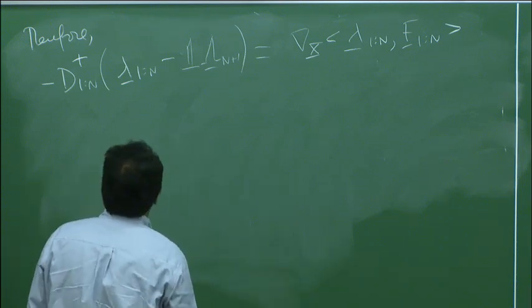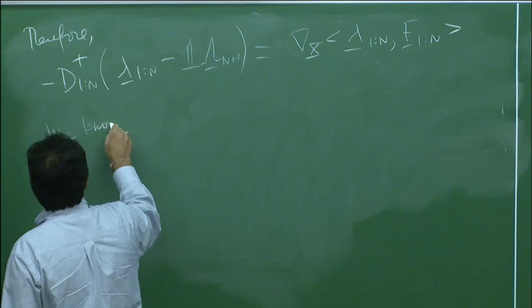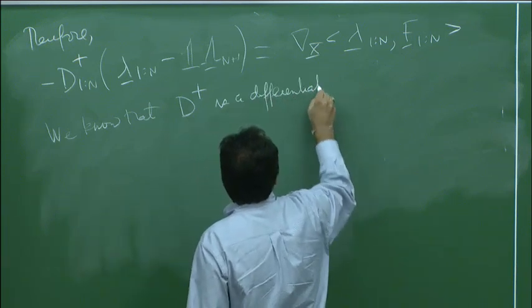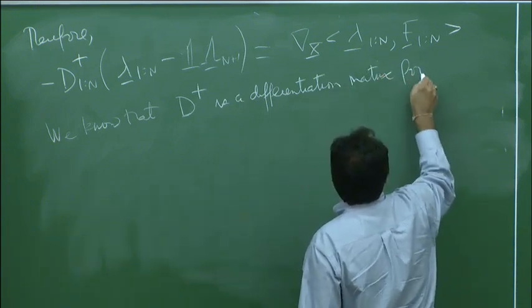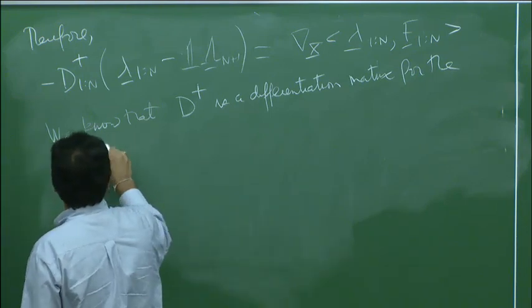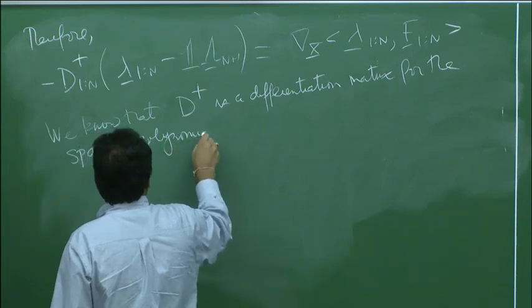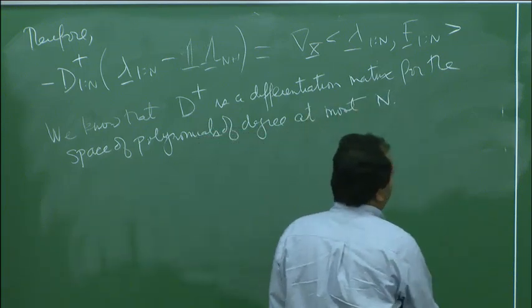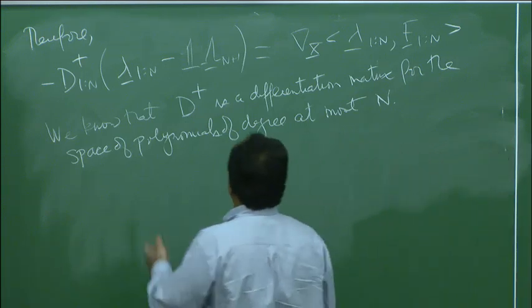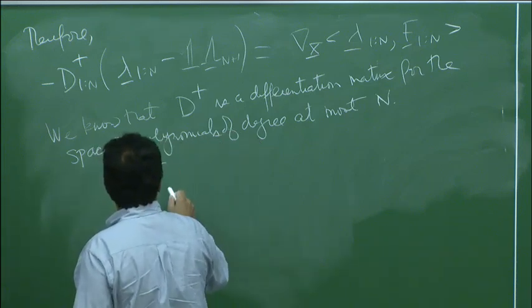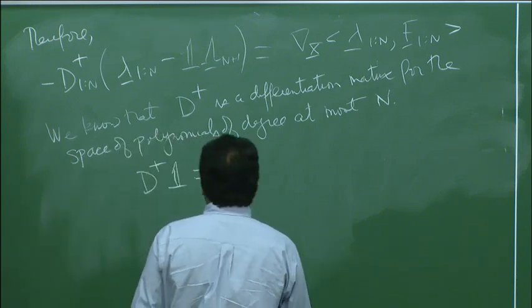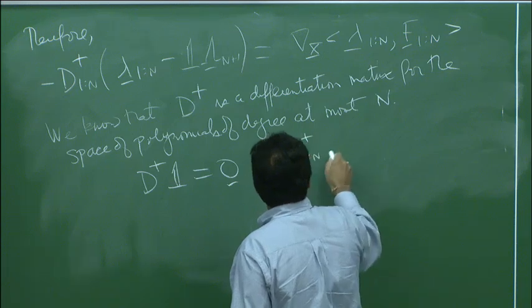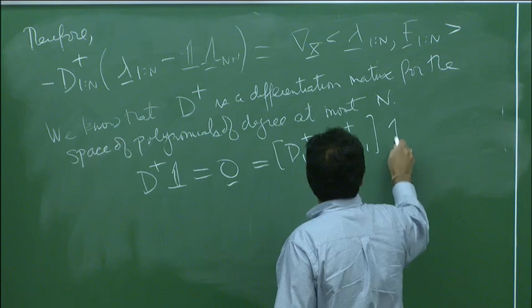Now, I'm not quite there yet, but I'm almost there. We know that D dagger is a differentiation matrix for the space of polynomials of degree at most n, because it was a differentiation matrix for any polynomial of degree n. So suppose I substitute in a constant. I know that D dagger times a constant, 1, has to equal 0. So D dagger is equal to D1:n dagger, D n+1 dagger, times 1, and that has to equal 0.